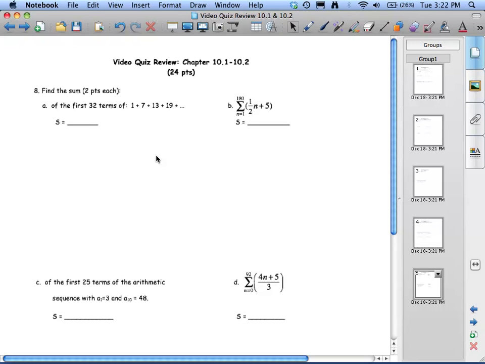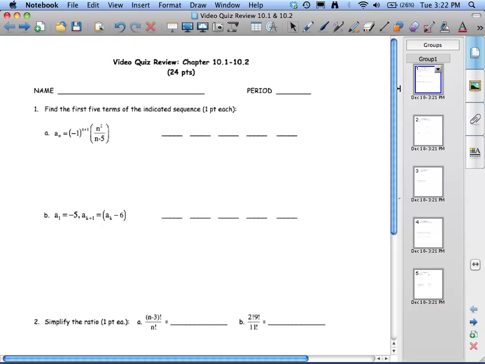Okay, class, I'm going to provide some review for the first part of the Chapter 10 test, sequences and series. Notice that the quiz is only going to be worth 24 points because it's not on very much information. It's only on general sequences and series and then arithmetic.